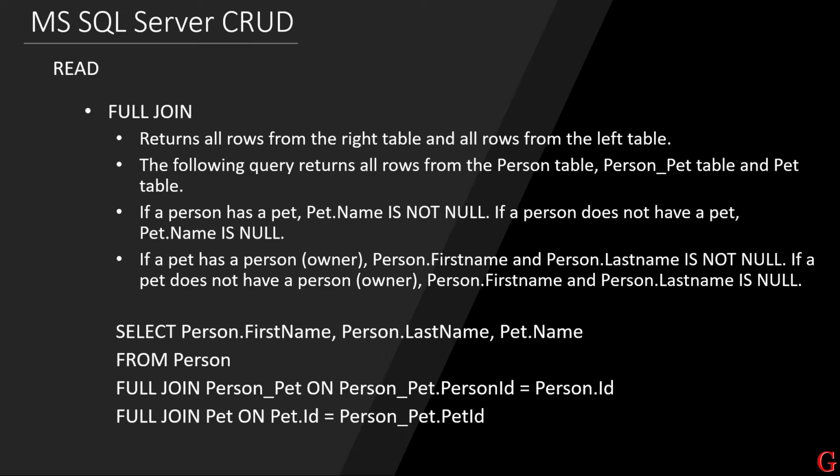Full join instead returns all rows from the left and from the right table. Null values depend on whether a person has a pet or a pet has an owner. If a person does not have a pet, pet name is null. If a pet does not have an owner, person first name and person last name are null.